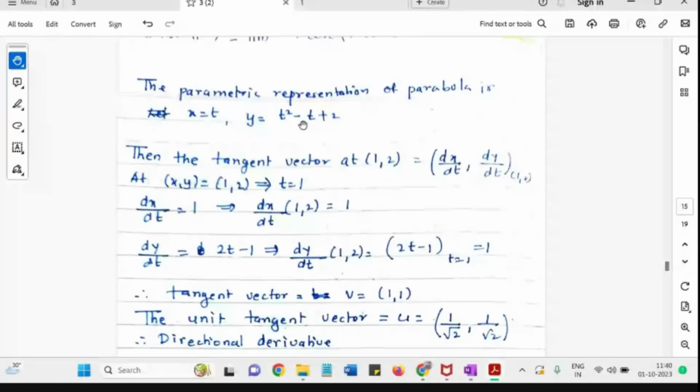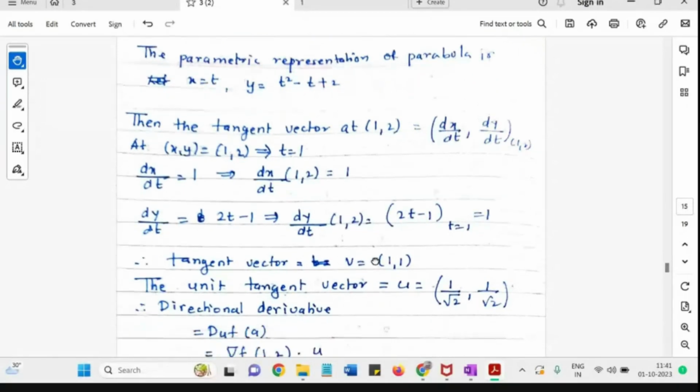The tangent vector at (1, 2) is the vector (dx/dt, dy/dt). When (x, y) is (1, 2), you can put x equal to 1 and y equal to 2, and you will observe that the value of t turns out to be 1. The derivative of x with respect to t is 1, so dx/dt at (1, 2) is 1. Differentiating y with respect to t, you have dy/dt equal to 2t minus 1. Put t equal to 1, and the derivative of y with respect to t at this point is 1. So your tangent vector turns out to be (1, 1).